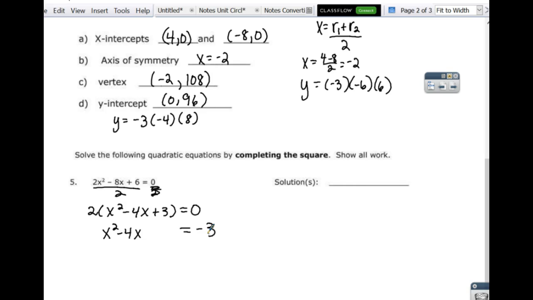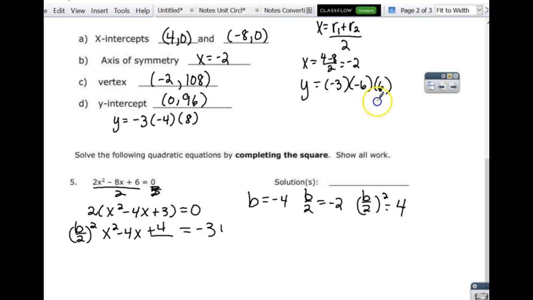And this is the one where you do the b over 2, and b over 2 squared. So the b this time is negative 4. B over 2 is negative 2. And b over 2 squared is a positive 4. So the very first step I'm going to do is b over 2 squared. So I'm going to add the 4. What I do to one side, I also have to do to the other.